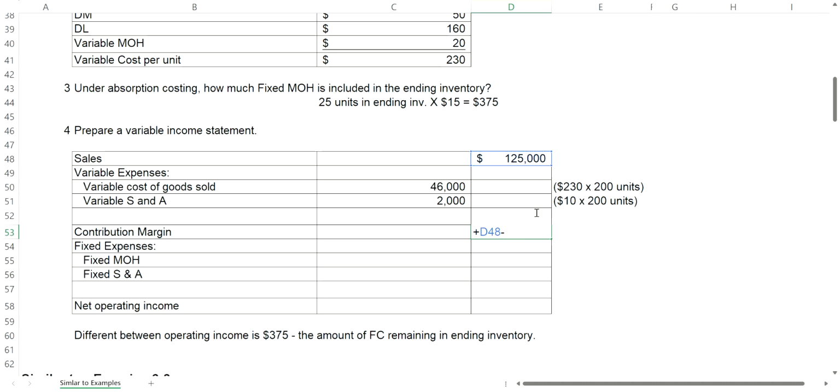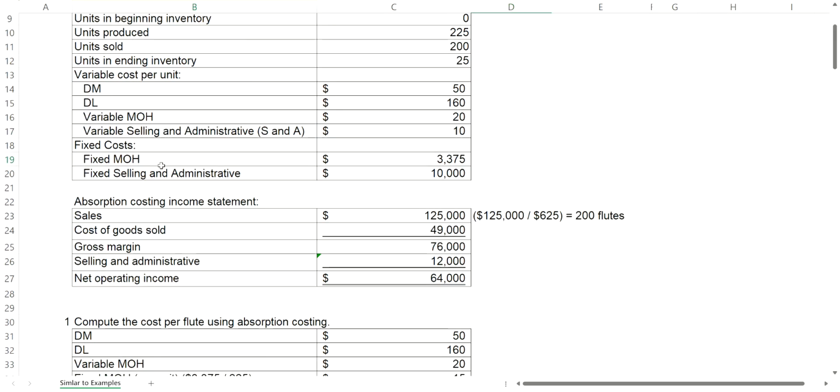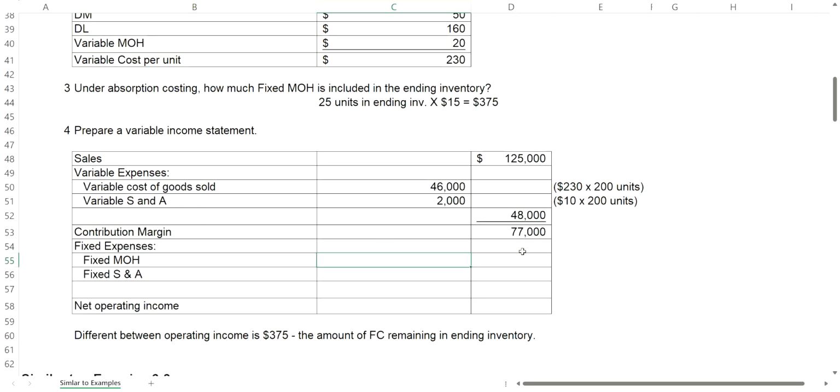And then I will subtract sales minus my variable expenses to get contribution margin of $77,000. Okay, now I will subtract out my fixed expenses in total that are given right here. I have fixed manufacturing overhead of $3,375 and fixed selling and administrative of $10,000. So I'll list $3,375 and $10,000. Okay, I will total them over to the side.